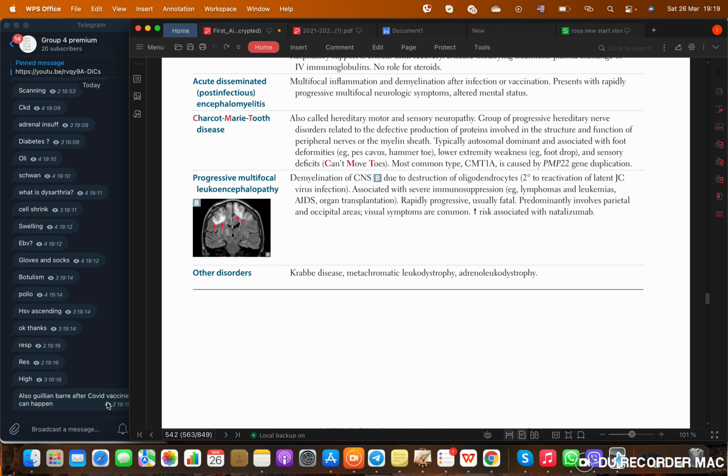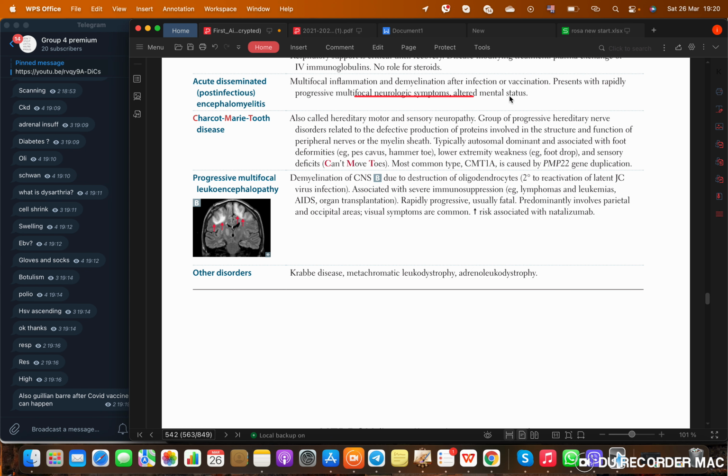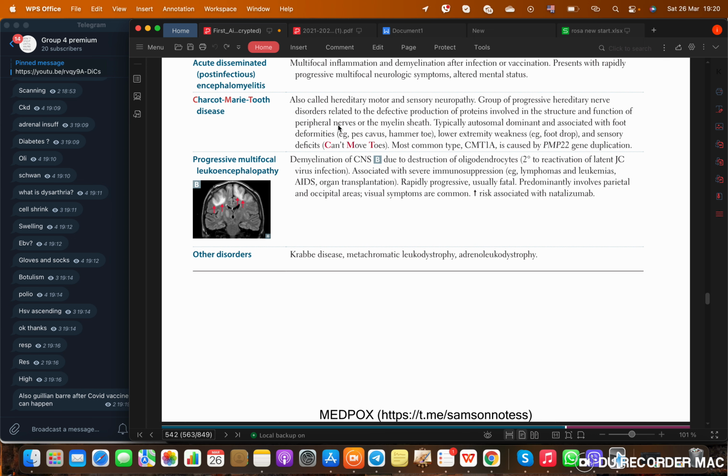Somebody is asking, can Guillain-Barré occur after COVID vaccination? Absolutely yes. It has been documented. It does. So it's basically a stressful factor that activates the inflammatory cascade. It presents with rapidly progressive, multifocal lesions, neurological symptoms, and altered mental status.